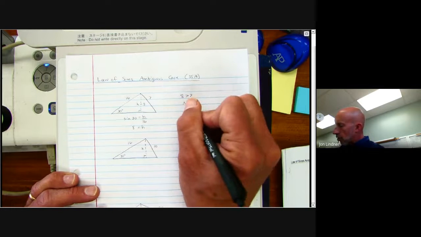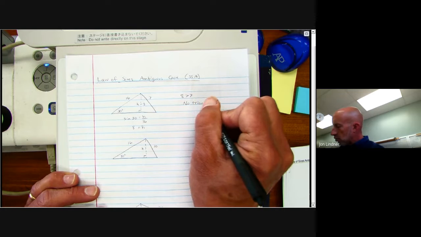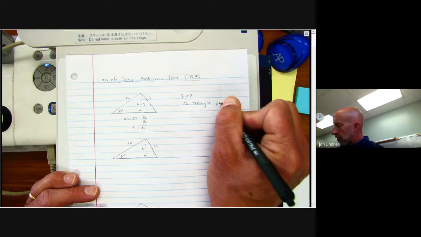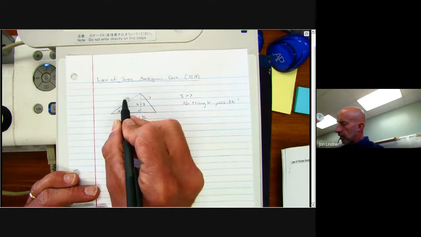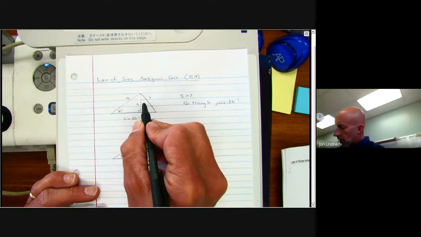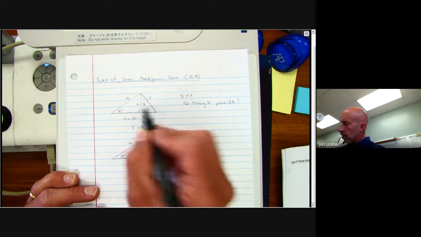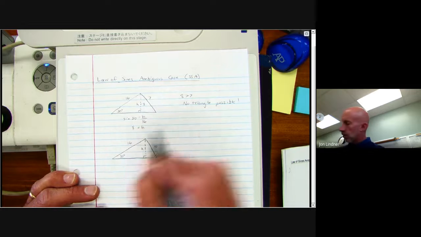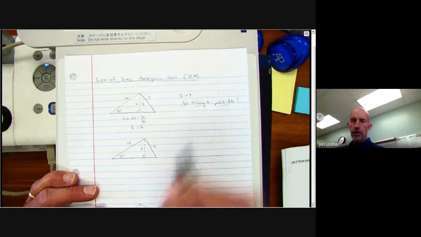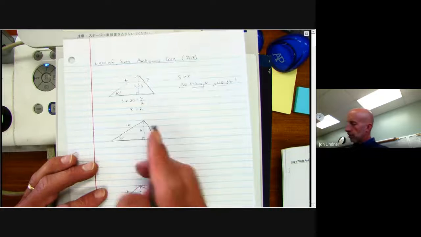There is no triangle possible in this case. And again, we're not worried about this side over here. We're going to find the height, compare it to that one. If the height is bigger than this side that is opposite the given angle, there is no triangle possible. Let's look at this next situation.